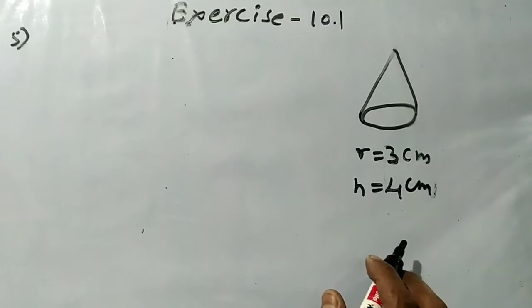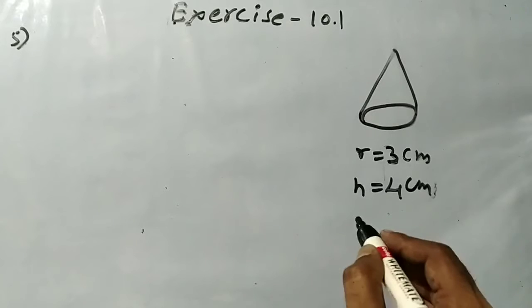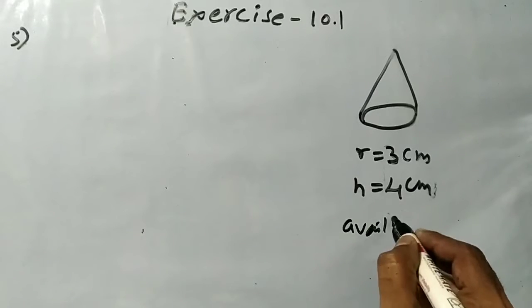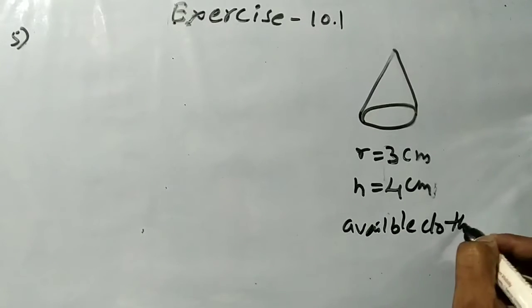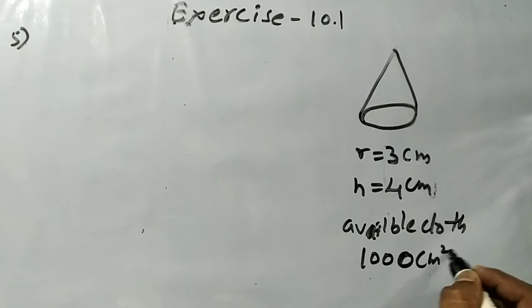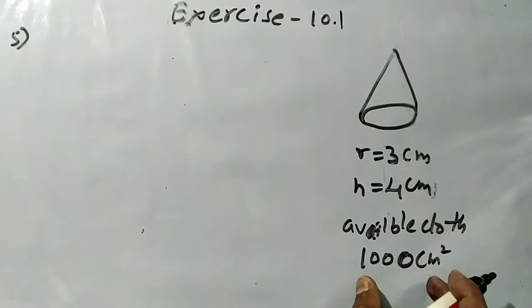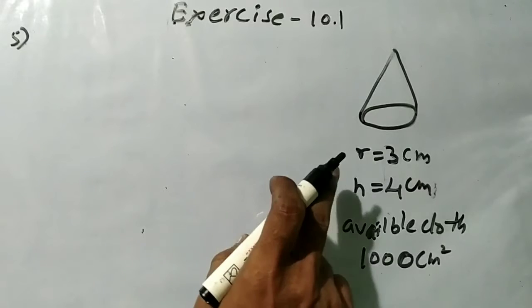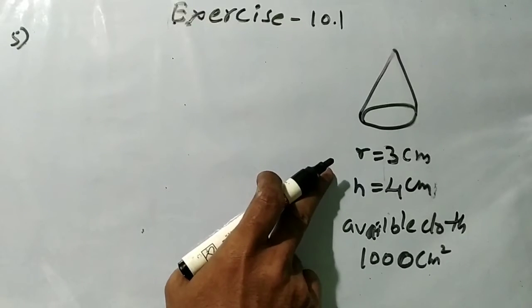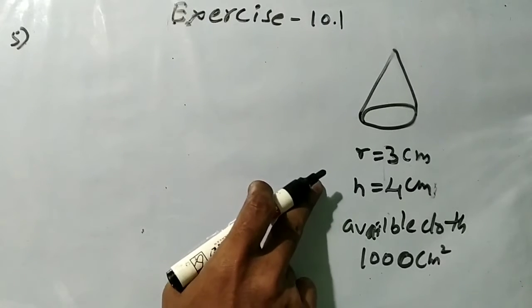It is available color paper sheet. There we have material, that is available cloth. Available cloth is 1000 centimeters square. So in the 1000 centimeters square cloth, how many caps can we make? That is what we have to find out. So we have to find first the curved surface area of 1 cap. That is nothing but the cloth required for making 1 cap.